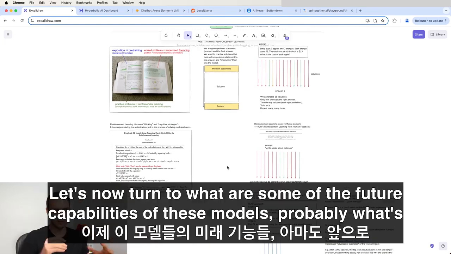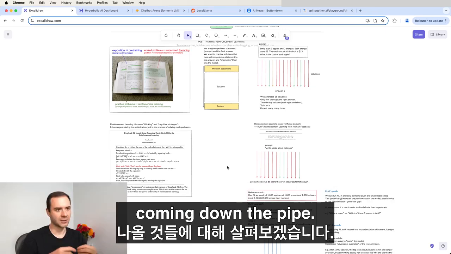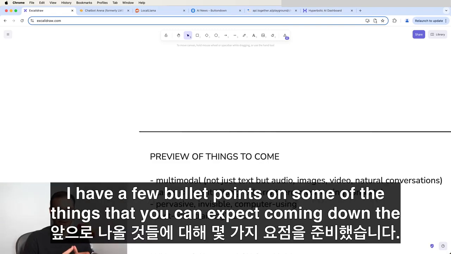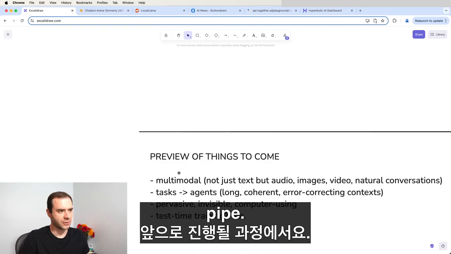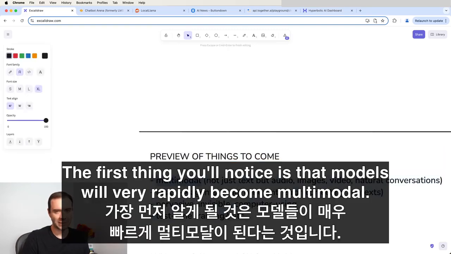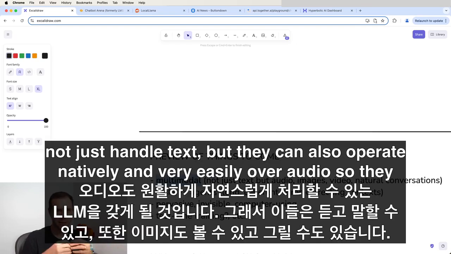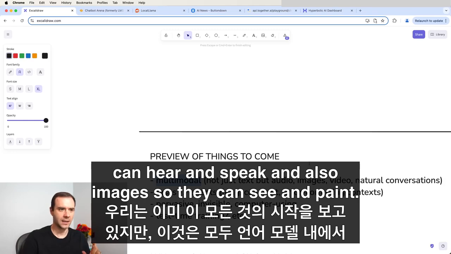Let's now turn to what are some of the future capabilities of these models, probably what's coming down the pipe, and also where can you find these models. I have a few bullet points on some of the things that you can expect coming down the pipe. The first thing you'll notice is that the models will very rapidly become multimodal. Everything I've talked about above concerned text, but very soon we'll have LLMs that can not just handle text, but they can also operate natively and very easily over audio, so they can hear and speak, and also images, so they can see and paint.